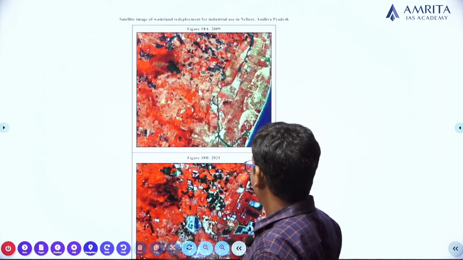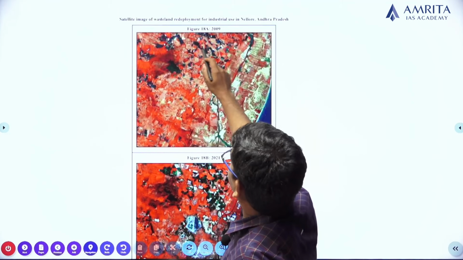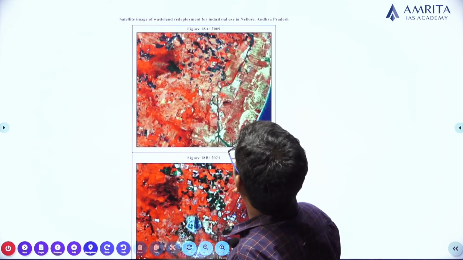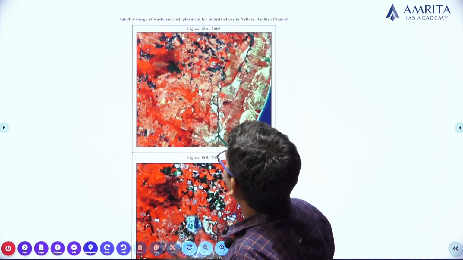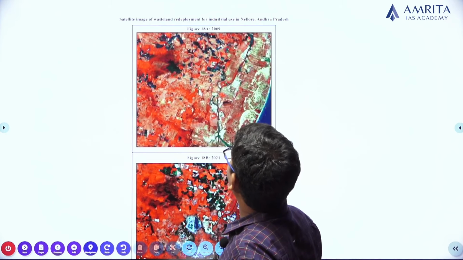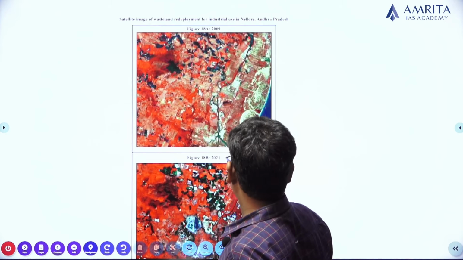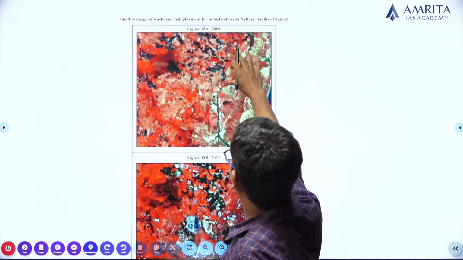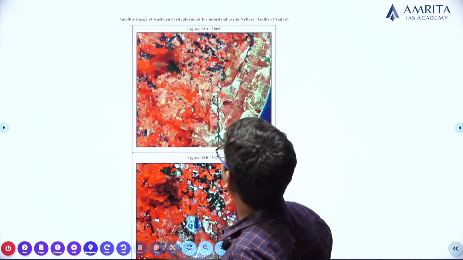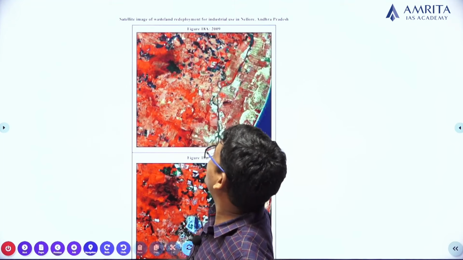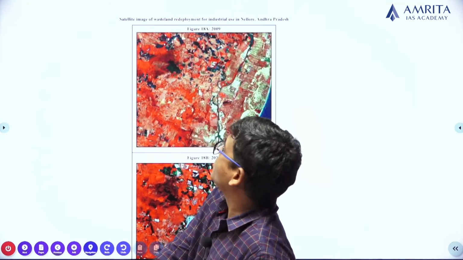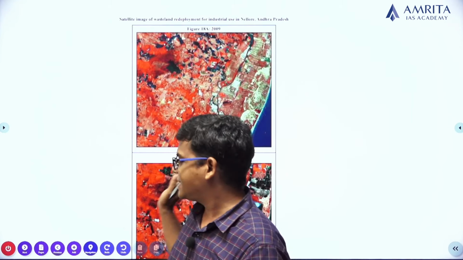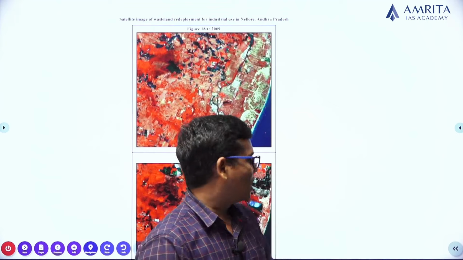And this is a very good picture, the satellite image of wasteland redeployment for industrial use in Nellore. So how the industries came and how the area developed, looking from 2009 to 2021, you can understand. The wastelands we are redeploying for industrial usage. So these are some of the evidences that we can show.